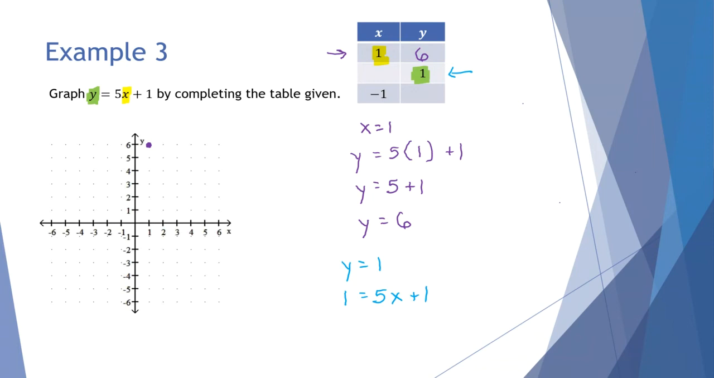And so now I need to solve for x because now that's the unknown. So I need to get rid of the plus 1 on the right. I do that by subtracting. And I get 1 minus 1, I get 0 equals 5x. I'm kind of running out of room here, so I'm going to rewrite it. I need to divide by 5 because I just want to get x. So I'm going to divide everything by 5. And 0 divided by 5 is still 0. So I get x is equal to 0. So when I graph this, I start at the center. I don't move left or right, and I just move up to 1.